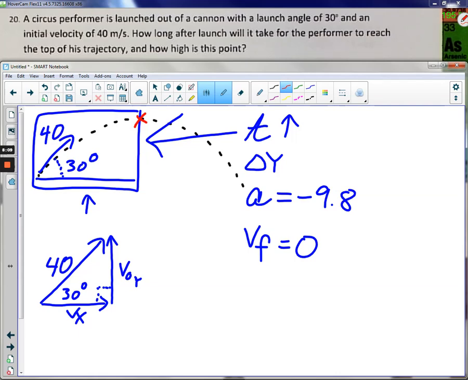So that's when the free fall begins. No, free fall begins the minute it leaves the cannon. Free fall just means the only force acting on it is gravity. Okay, so it's in free fall from the moment he's fired until he hits the ground. Since we're just looking at the upper portion of this, now we want to try and find delta y. We want to try and find t. Okay?